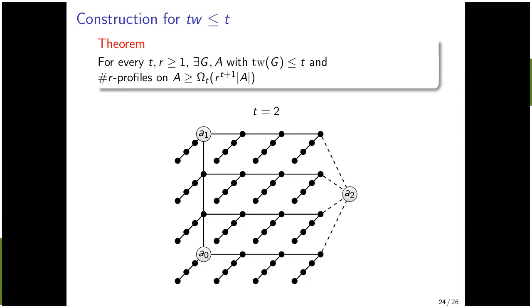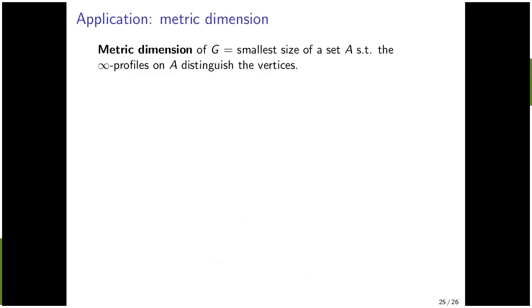Okay, so this was for the construction of this lower bound, and now to finish, just some application of all these results. It's an application to metric dimension. So the metric dimension of a graph G is the smallest size of a set A of vertices such that the profiles at distance plus infinity on A distinguish the vertices.